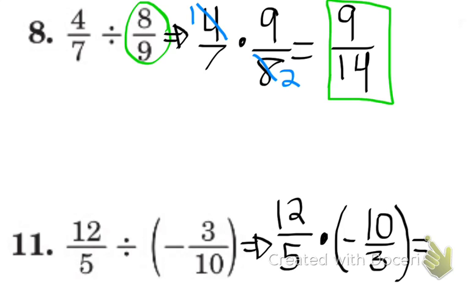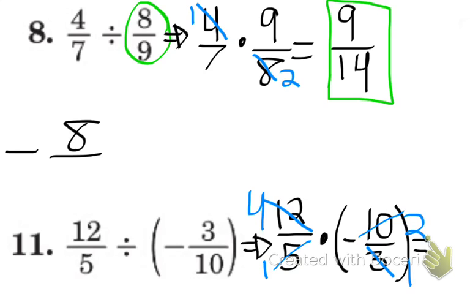For number 8, we get positive 9 over 14. Now for number 11, we have a positive divided by a negative. If the signs are different, the answer is going to be negative. So the answer is going to be negative. Now I'm definitely going to use a cross-canceling shortcut. 5 goes into 5 once, 5 goes into 10 twice, 3 goes into 3 once, 3 goes into 12 four times. So now we're ready to do it straight across. 4 times 2 is 8, and then 1 times 1 is 1, so that's just negative 8. And that's our final answer to number 11.